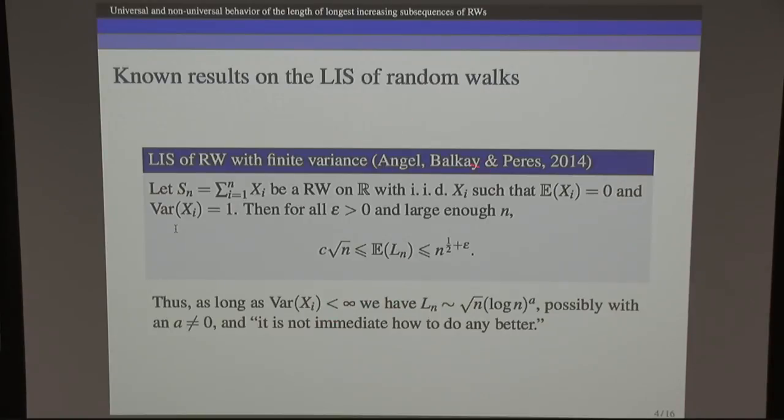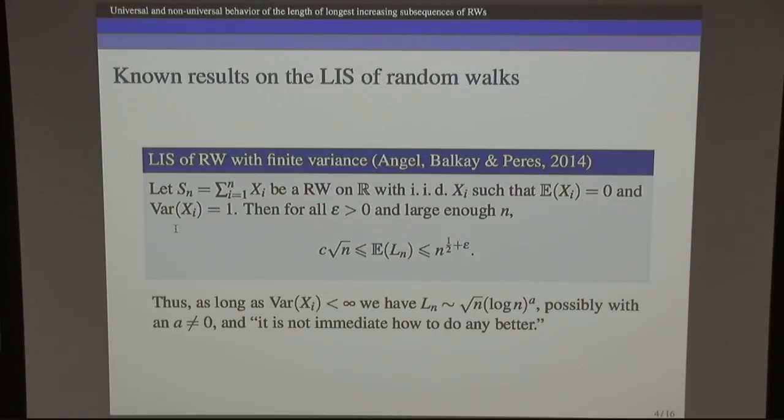And these guys are serious mathematicians, okay? They state it explicitly in the paper. They say it's not immediate how to do any better. First, they can't get the full distribution. It's not their business. They don't usually do this, and they can't, in fact. They can't even go to the second moment for random walks of finite variance.